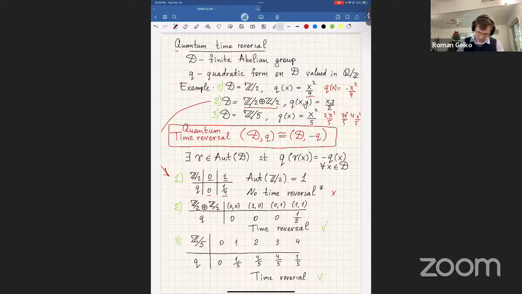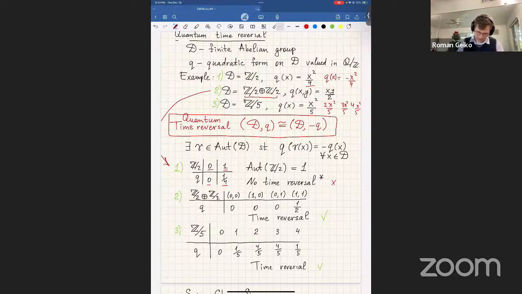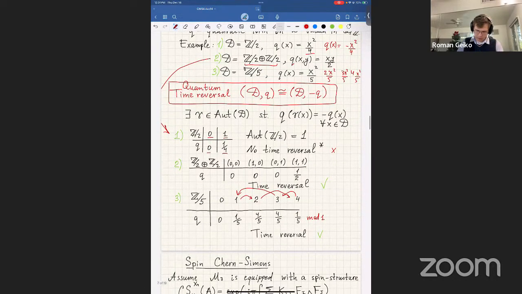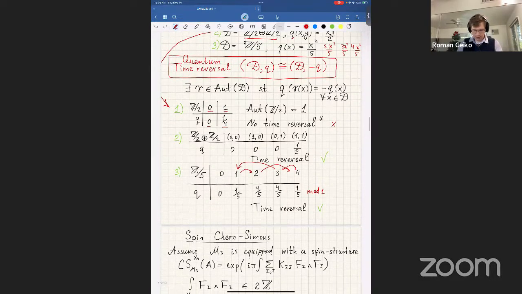Very good. And a less trivial example is Z mod 5. So this is the list of elements and their values of the quadratic form. Recall this is all mod 1. So the time reversal here is induced by multiplication by 2. So I just multiply by 2: 1 goes to 2, 2 goes to 4, 3 goes to 1, and 4 goes to 3. And indeed, all these arrows invert the value of the quadratic form. Great. These are examples of bosonic time reversal symmetric Chern-Simons.